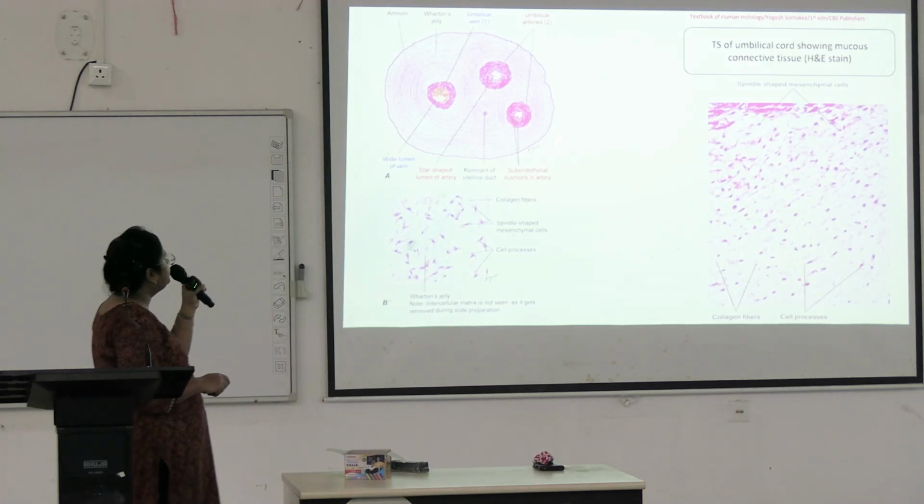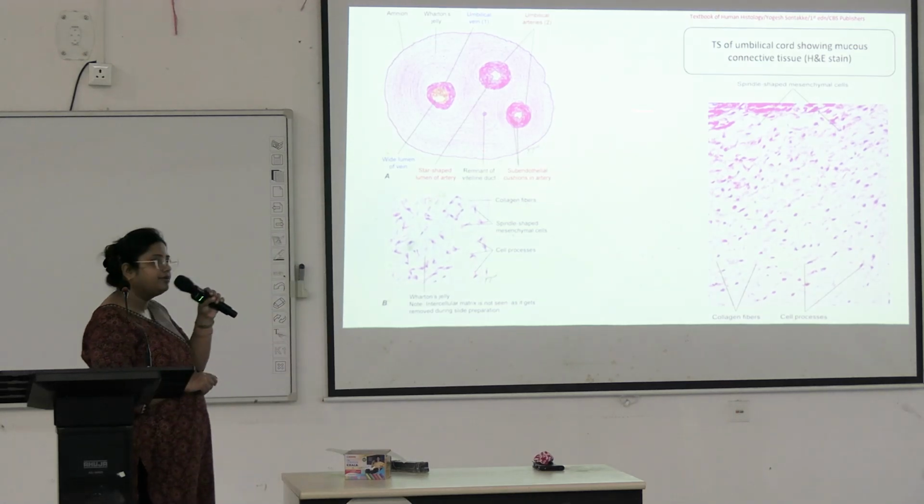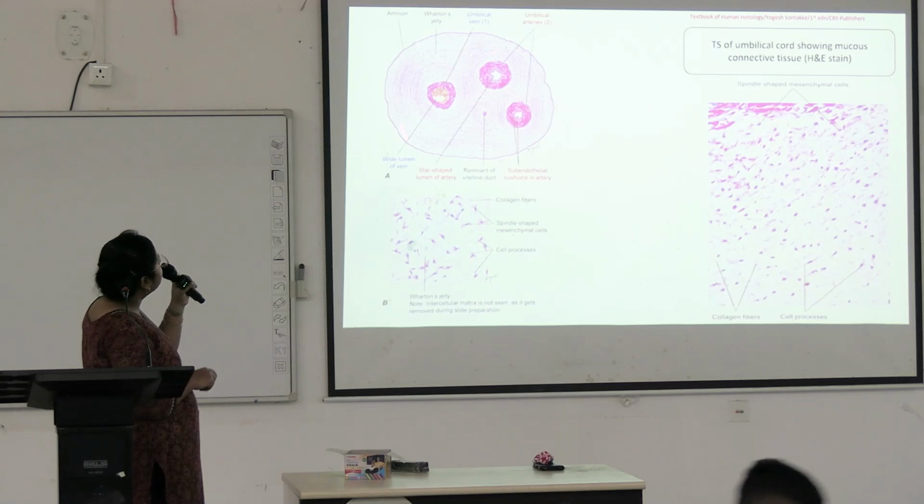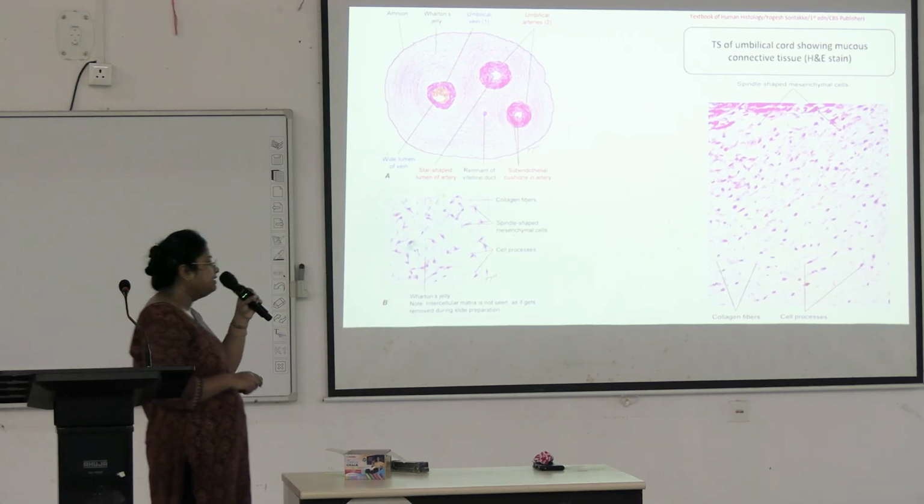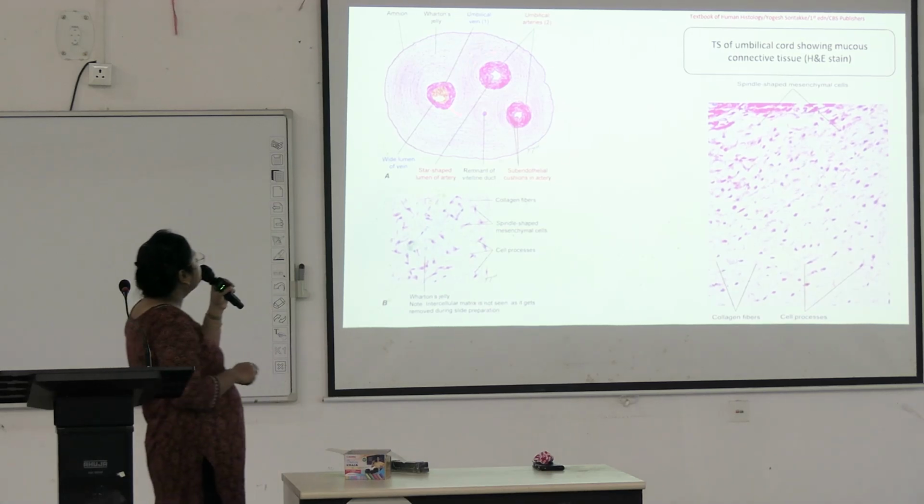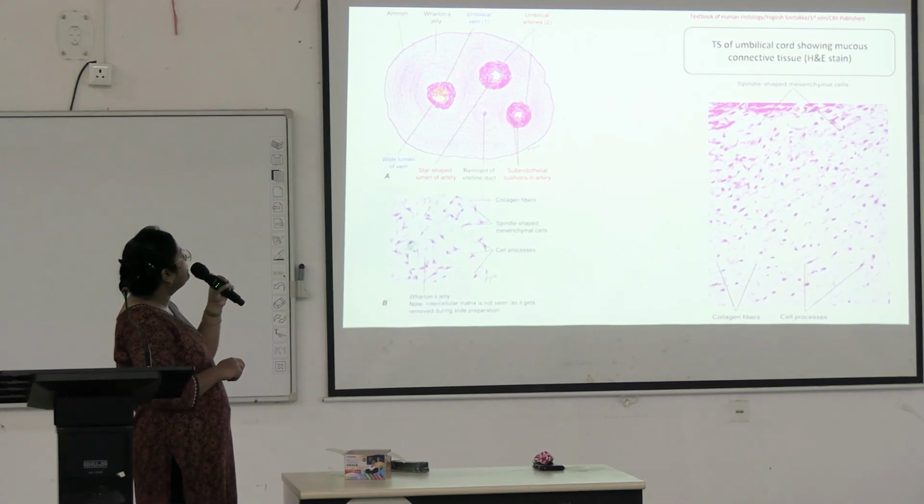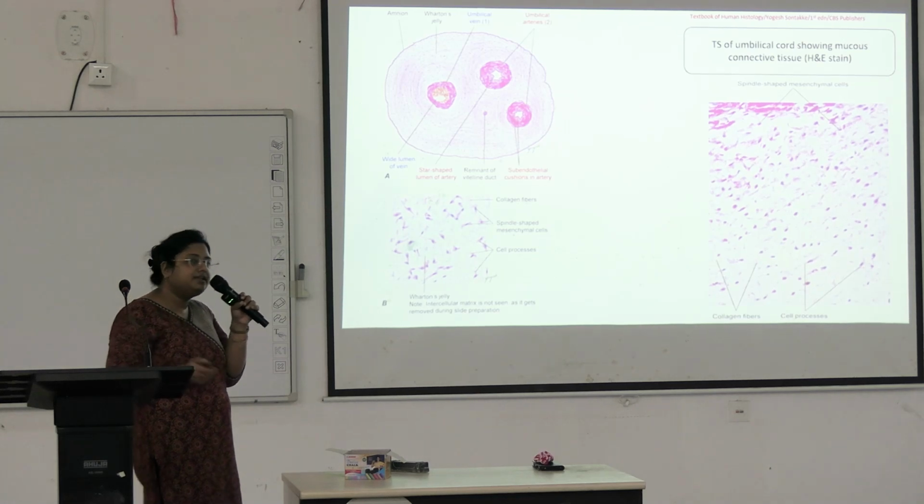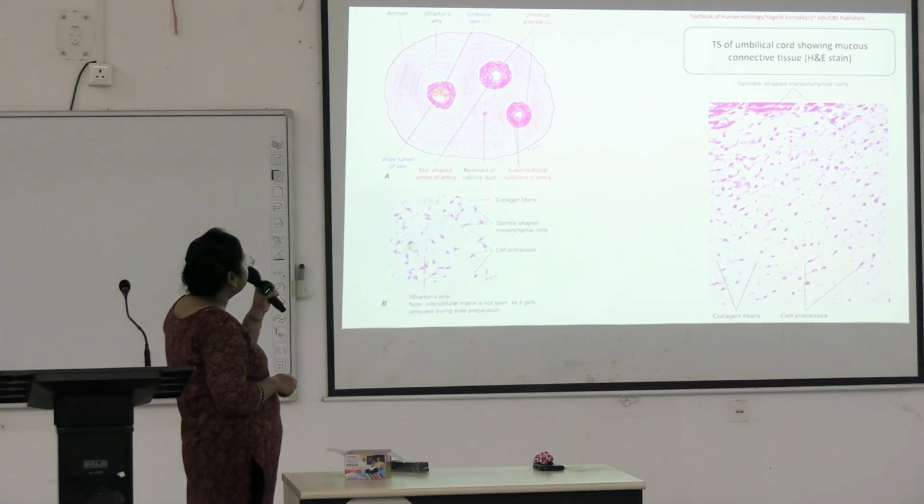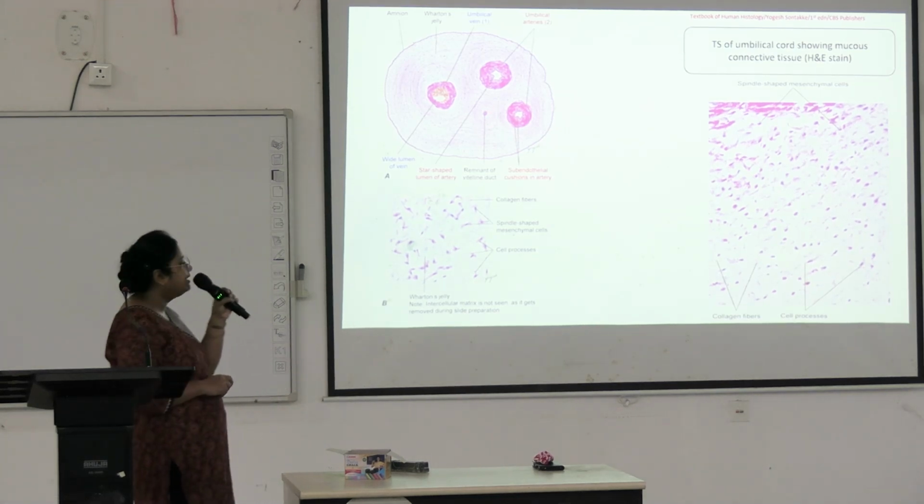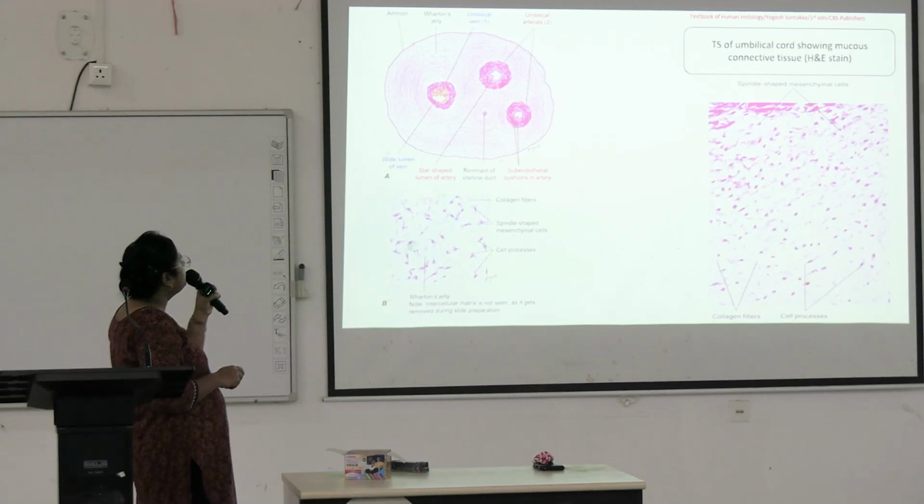See, this is a section of the umbilical cord. Outside it is covered by the amnion, the amniotic membrane. Within the amnion is the Wharton's jelly, and within the Wharton's jelly, the multiple dots you can see are nuclei. And this is one remnant of the vitellointestinal duct, and these are the sections of two umbilical arteries and one umbilical vein.